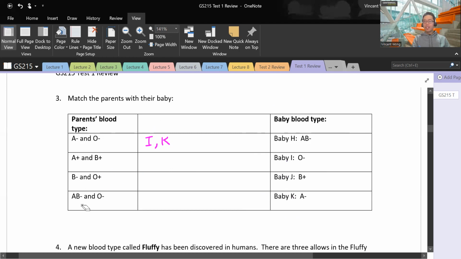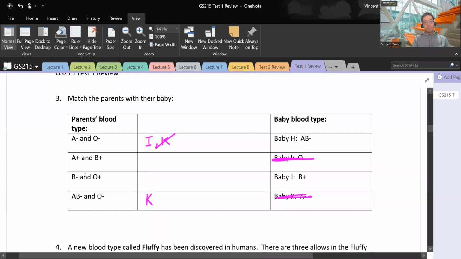Moving on. Now we don't even have to go in order, right? Some of them are easier to do. Like for example, this one has A, B, and O. So if it's A, B, cannot have O. If it's O, cannot have A, B, and they're both negatives, that means they cannot have positive baby. So this is baby K. Right? So immediately, baby K is chosen for the last couple here, which means it's not K for the first one. Okay, so I and K are gone.